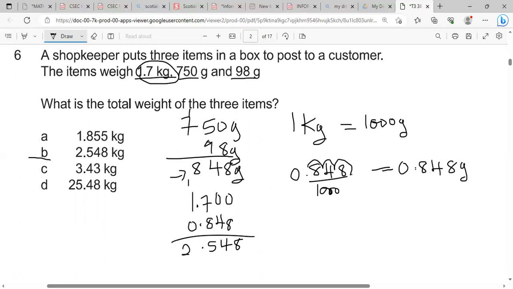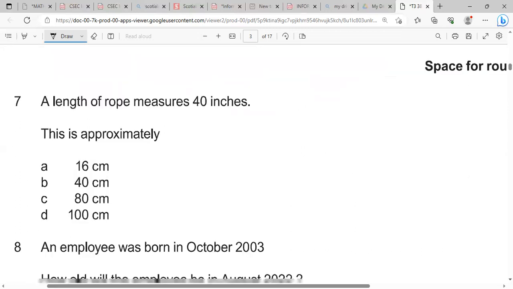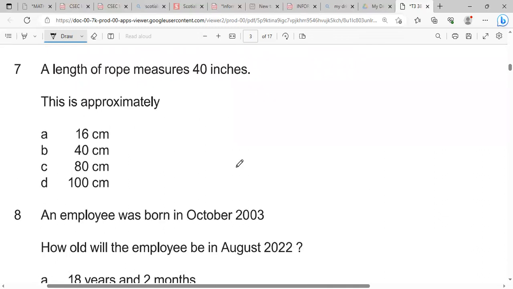All right, let's proceed. A length of rope measures 40 inches. This is approximately, and they want us to convert to centimeters. Now, many persons might not know this, but 1 inch is equal to 2.5 centimeters. So if 1 inch is equal to 2.5 centimeters, that means what would 2 inches equal to? Work that out in the comment section.